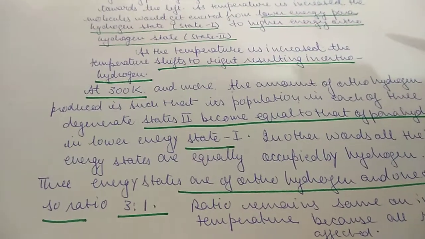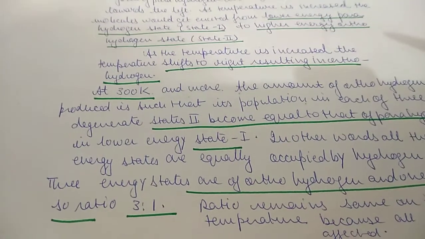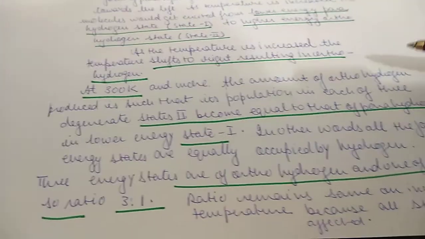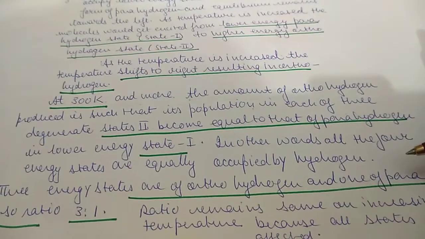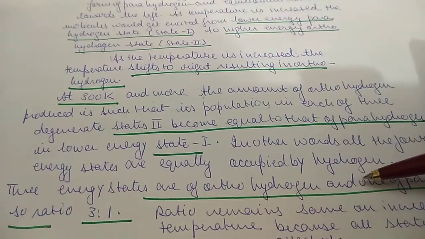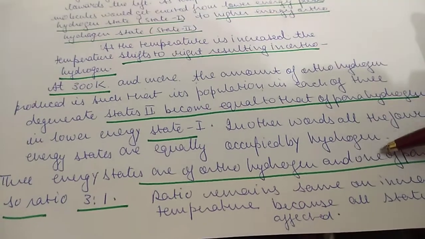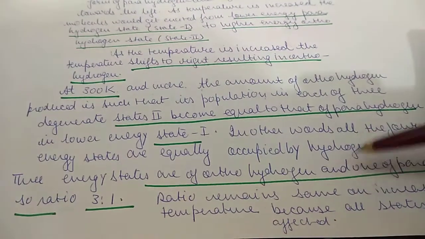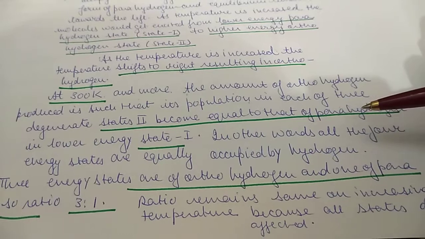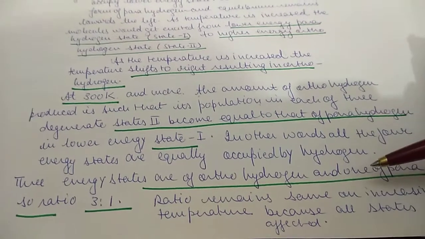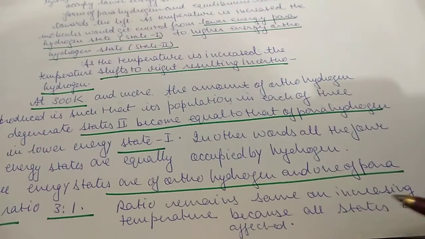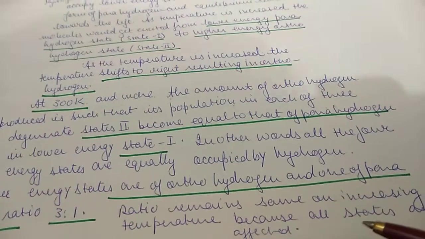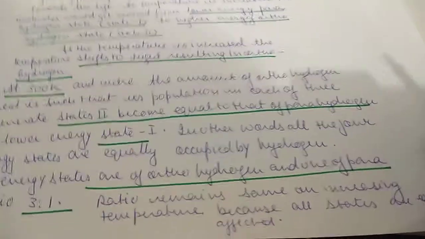That is why we say that you will never get more than 75% of orthohydrogen. So in other words, all the 4 energy states are equally occupied by hydrogen. 3 energy states are of orthohydrogen and 1 of parahydrogen. So the ratio is 3:1. And this ratio remains the same on increasing the temperature because all states are equally affected.